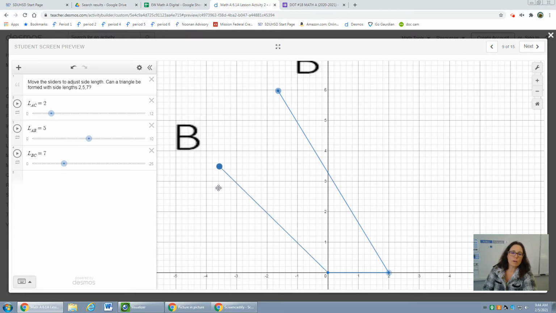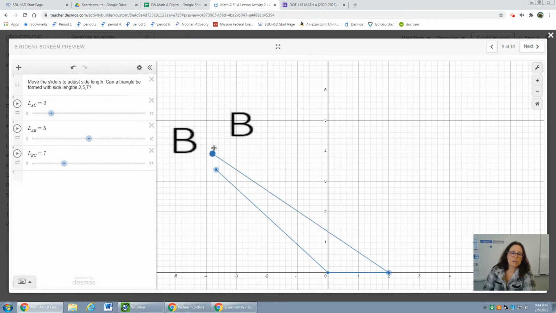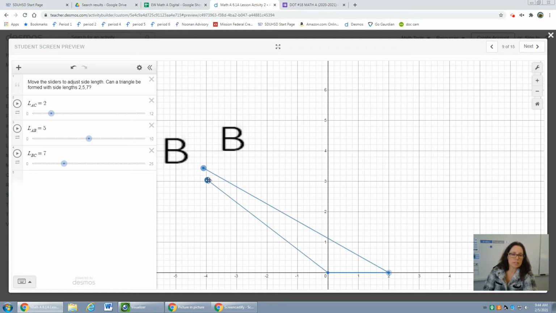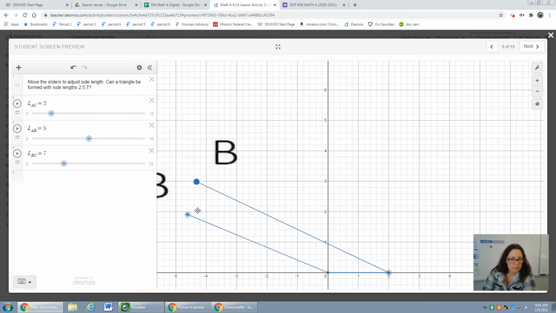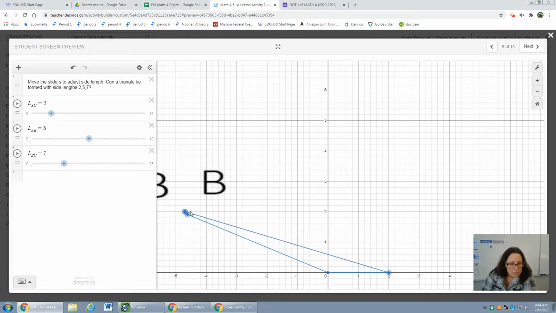It's going to be kind of way over here. Super obtuse, isn't it? Let's see, where is it? Oh, can we make this? Can we make this happen? Oh, it's close. Super obtuse again. Let's see.